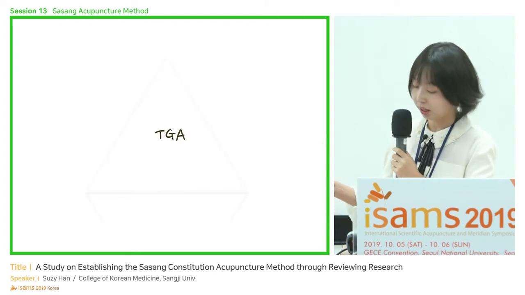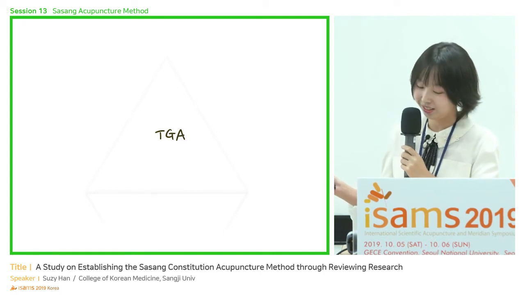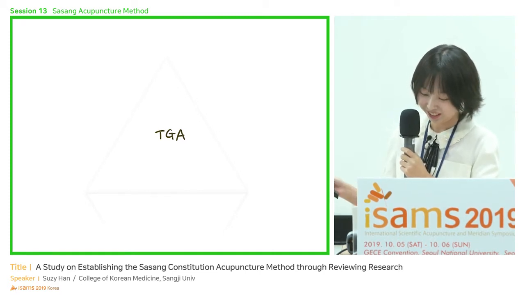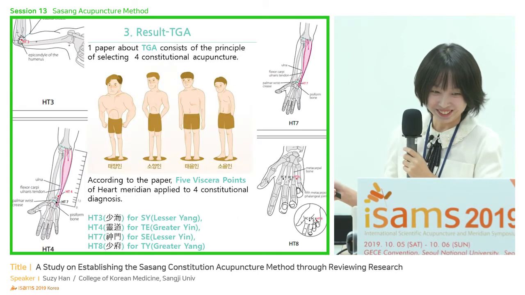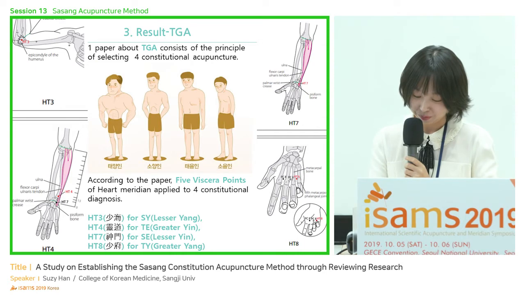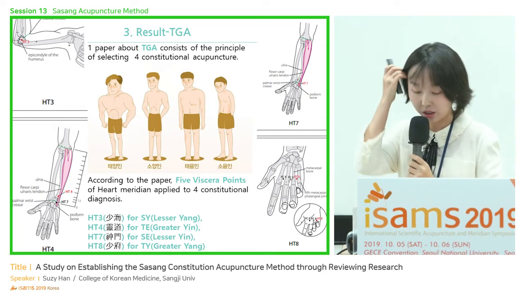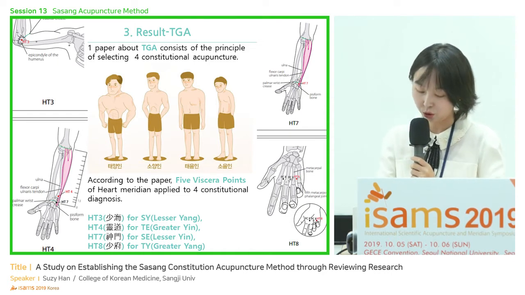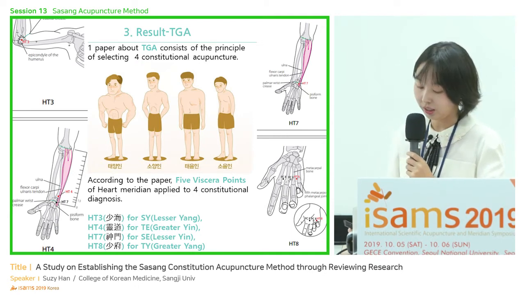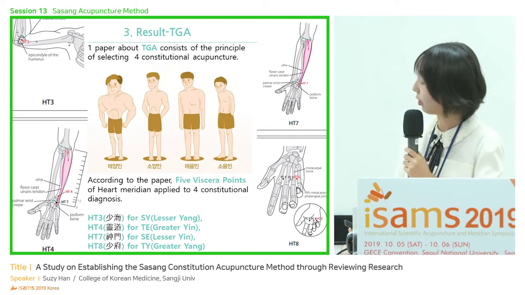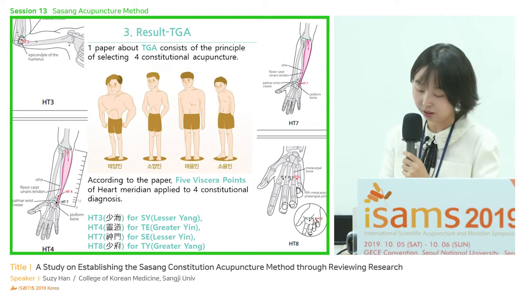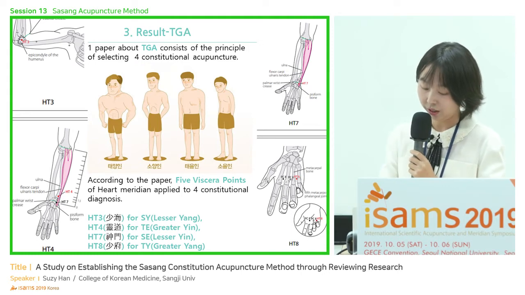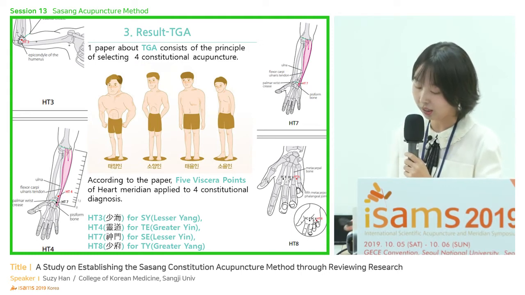And the 4th section is about Taegeuk acupuncture. 5 visceral points about Taegeuk acupuncture. 5 visceral points of the heart meridian were applied to full constitutional diagnosis. For example, HT3 for lesser yang, HT4 for greater yin, HT7 for lesser yin, and HT8 for greater yang. The lesser yang, greater yin, lesser yin and greater yang are the full constitutions, namely Sasang.